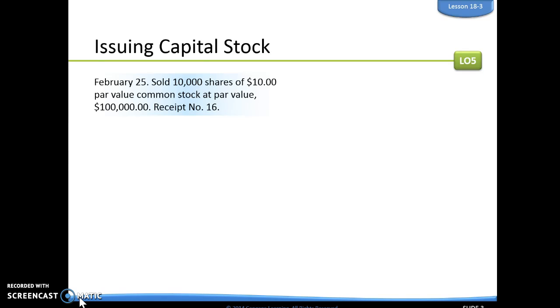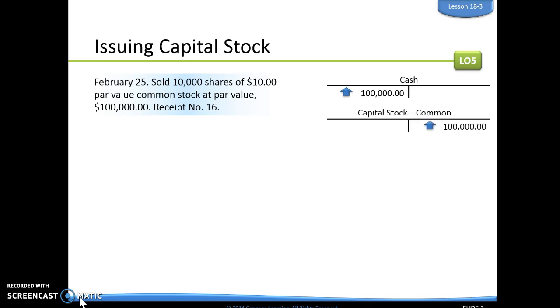So on February 25th, it says that we sold 10,000 shares of $10 par value common stock at par value. So that's going to be $100,000. We have receipt number 16. We're going to receive $100,000 in cash. So we're going to increase our cash with a debit. And then we're going to increase our capital stock common with a credit of $100,000.